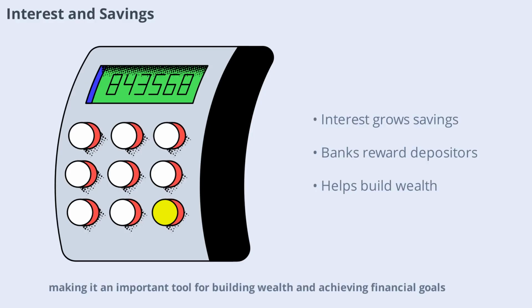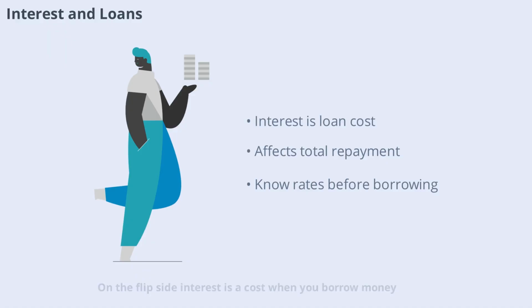On the flip side, interest is a cost when you borrow money. Whether it's a mortgage, car loan, or credit card, you pay interest as a fee for accessing funds you don't currently have. The total amount you repay depends on the interest rate and the length of the loan. Understanding how interest works can help you make smarter borrowing decisions and avoid unnecessary debt.